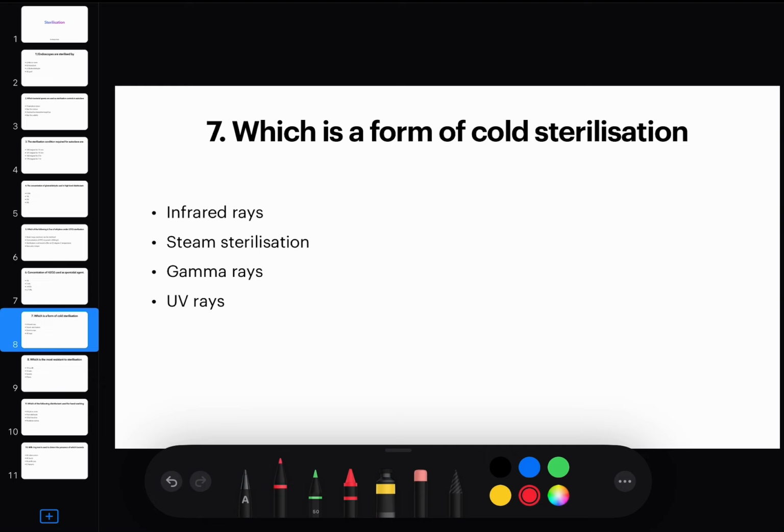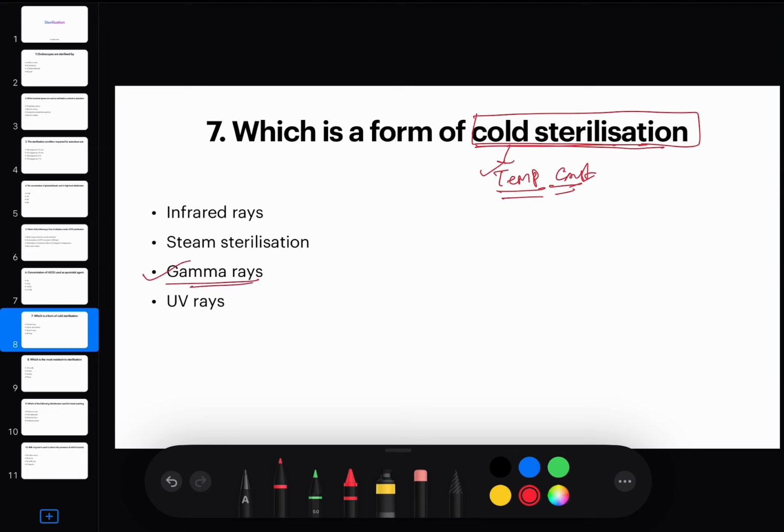Question number 7. Which is the form of cold sterilization? Why is the name cold sterilization? Because the temperature is constant and there is no rise in the temperature. The answer is the gamma ray.